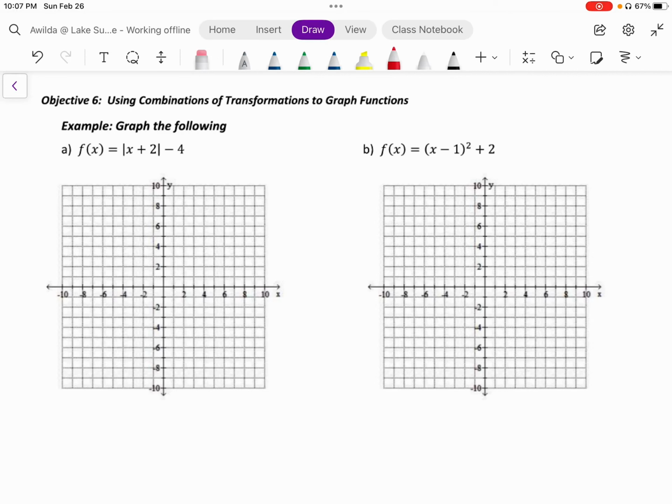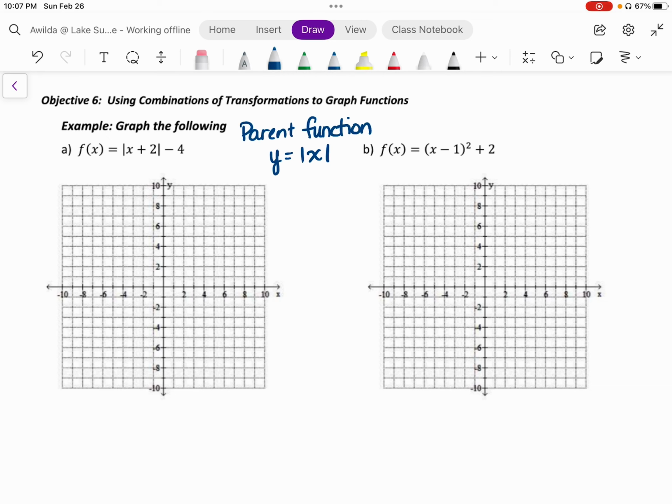Next, let's look at combining transformations. In the first example, we have f of x is equal to the absolute value of x plus 2, and then we're going to subtract 4 from that. The first order of business is we want to think about what the parent function is. In this case, the parent function is y equals the absolute value of x. We already know that this graph has a V shape to it.